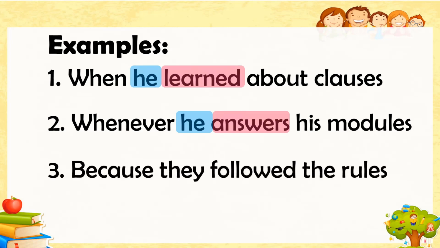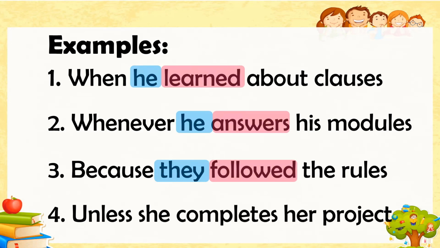"Because they followed the rules." The subject is "they," and the verb is "followed." Complete thought? You're right, no. There is again a missing information when we say "because they followed the rules." Fourth, "unless she completes her project." Does it have a subject and a verb? Right. The subject is "she" and the verb is "completes." But then again, it does not express a complete thought.